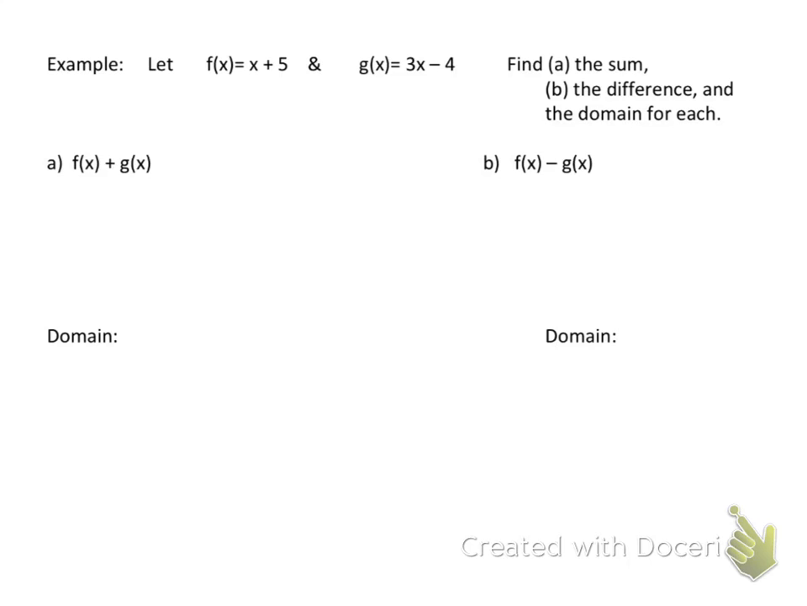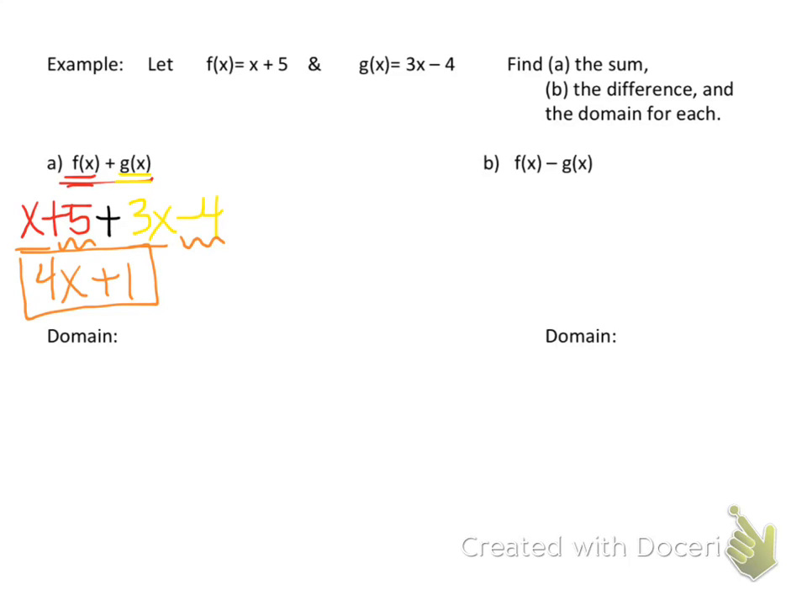So let's start with the operation of addition on functions. If we're going to find the sum, then we need to take the f function, which is x plus 5, and add to it the g function, 3x minus 4. Well, this is just combining like terms, so we get 4x plus 1. When we think about the domain, are there any values that you could not put in for x? I can put in any negative number, I can put in any positive number, so I need to go from negative infinity to positive infinity. This would be all real numbers.